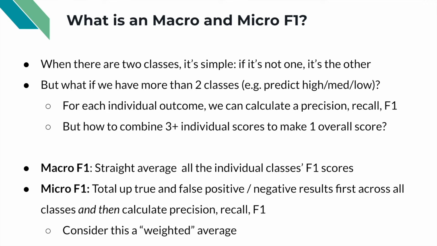For macro F1, macro precision and macro recall, we just straight average all 3 individual classes' F1 scores. For micro F1, we actually want to total up the true and false positive counts overall and then do the division later. This is more of an equivalent of a weighted average, whereas the first one treats all classes as equal.